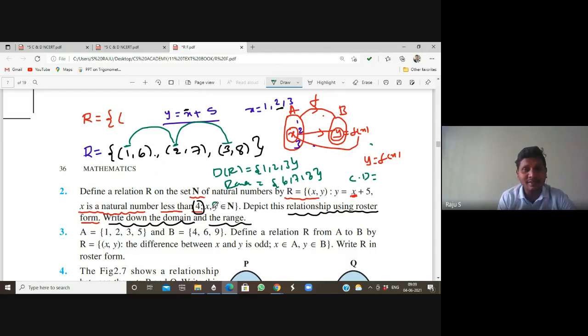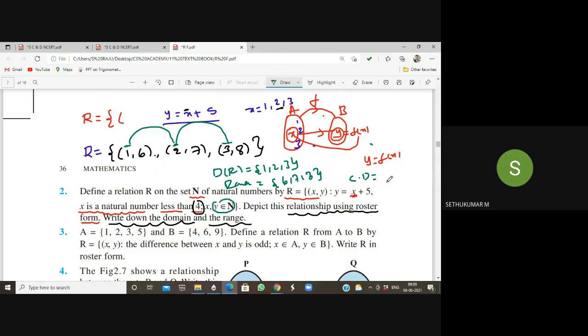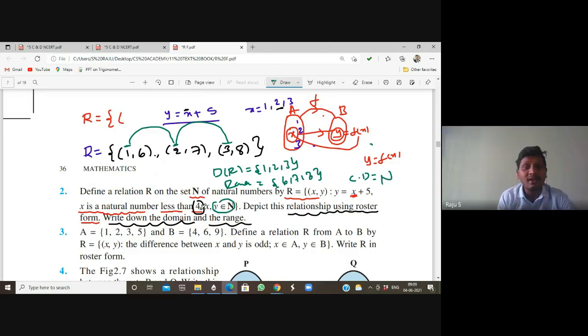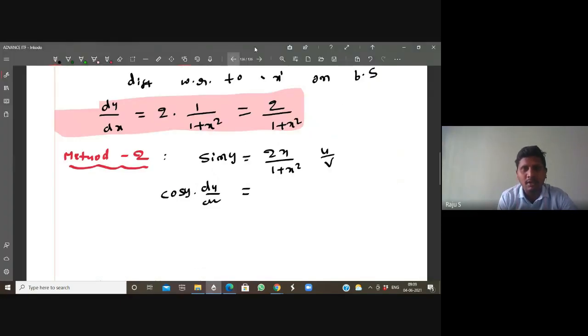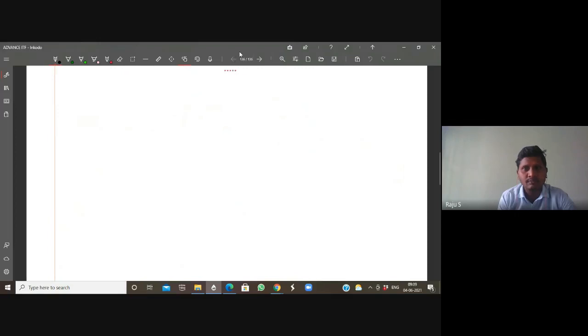Okay, can anyone tell what the codomain is? Natural numbers, the set of all natural numbers. Exactly, because x and y belong to N. The set of all natural numbers will be the codomain, if you want to write the proper steps.